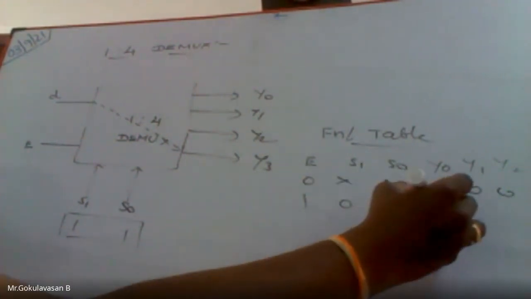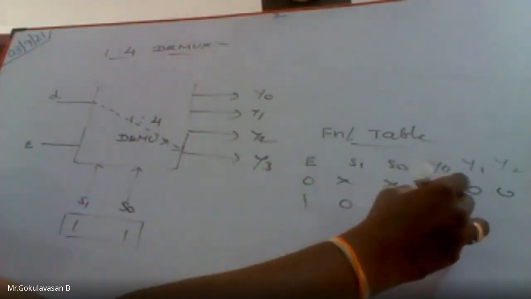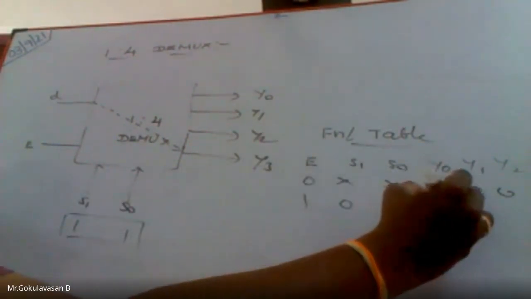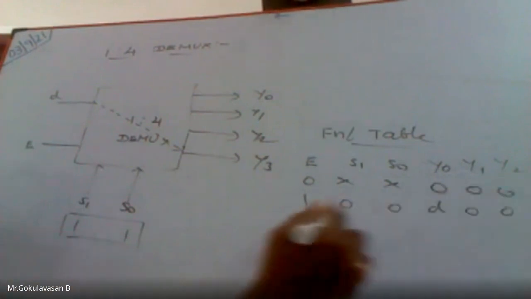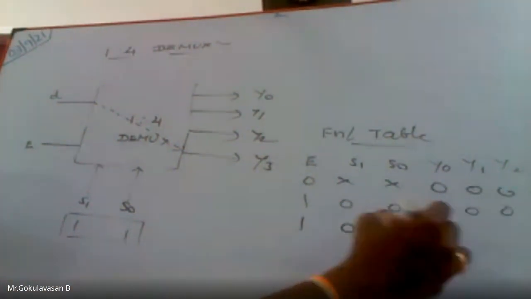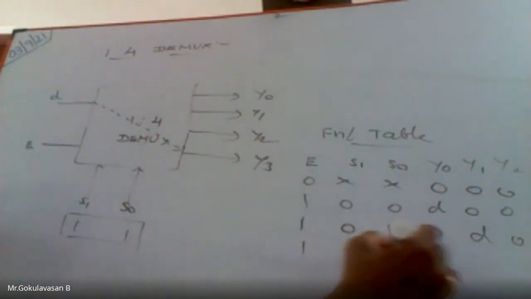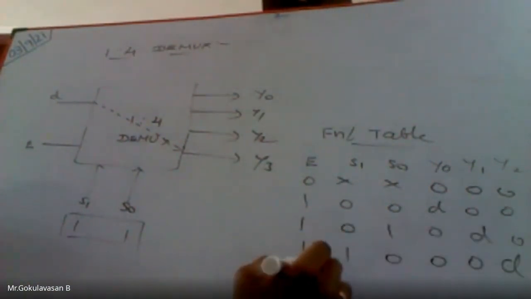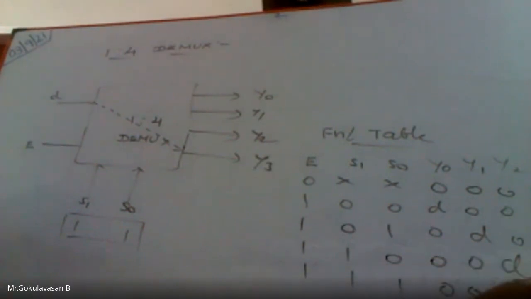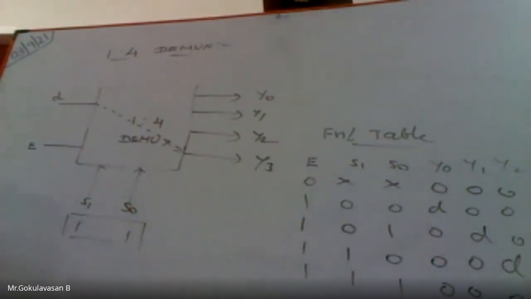Enable 1ல இங்க 0 0 இருந்துச்சுன்னா y0 will have d value. என்ன d? Small d, ஏன்னா என்னோட input data வந்து small d. மத்தது எல்லாமே 0 தான், கரெக்ட்டுங்களா? இங்க 0 1 அப்படின்னா இது d, மத்தது 0. 1 0 அப்படின்னா இது d. இங்க 1 1 அப்படின்னா y3 வந்து d, அவ்வளவுதான். இதான் ஃபங்க்ஷன் டேபிள். இதை எலாபரேட் பண்ணி நீங்க எழுதுனீங்கன்னா ட்ரூத் டேபிள் will come to you, ரைட்டுங்களா?